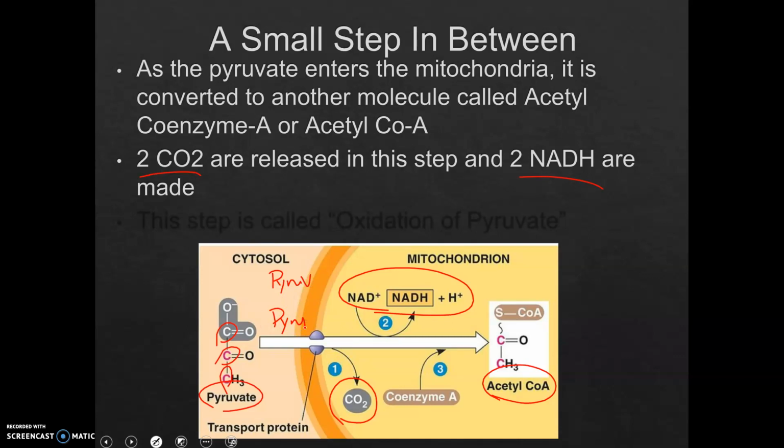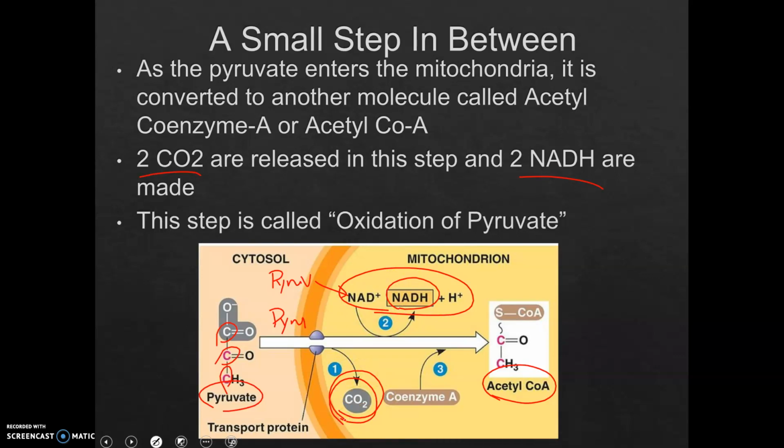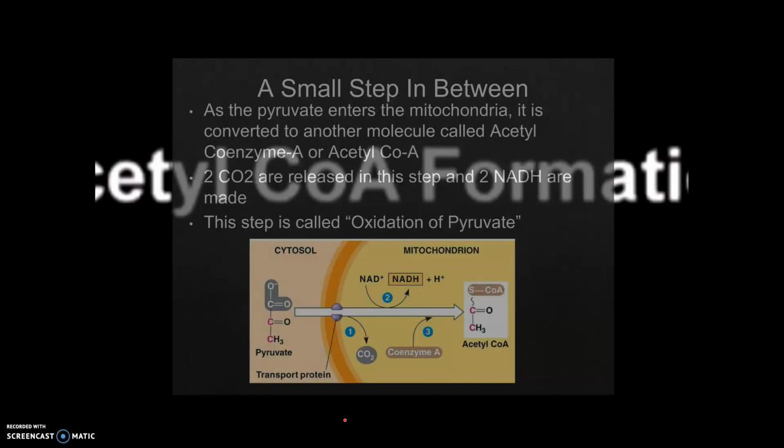Because glycolysis made 2 of these. So for each one, you're going to make another NADH, and you're also going to make a carbon dioxide. So that's this little step. It's called oxidation of pyruvate because the pyruvate is being oxidized because it's losing, well, we're not going to get into oxidation and reduction, but it's called oxidation of pyruvate.